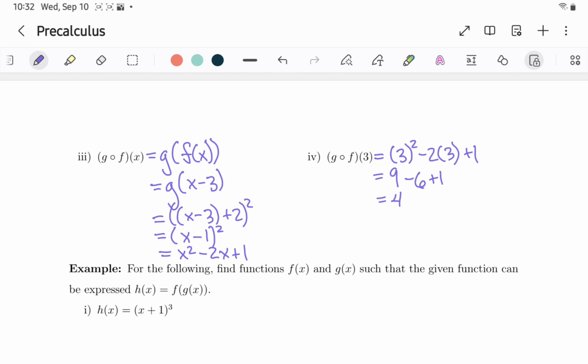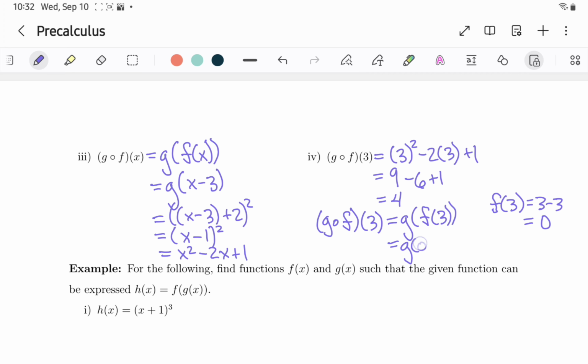Or we could say g composed with f evaluated at 3 is equal to g evaluated at f of 3, whatever that is, and we'll figure out what f of 3 is. So f of 3 is equal to, well, 3 minus 3, which is equal to 0. And so g of f of 3 is equal to g of 0, which is equal to 0 plus 2 squared, which equals 2 squared, which equals 4. So again, either way, we found the same answer. All right.